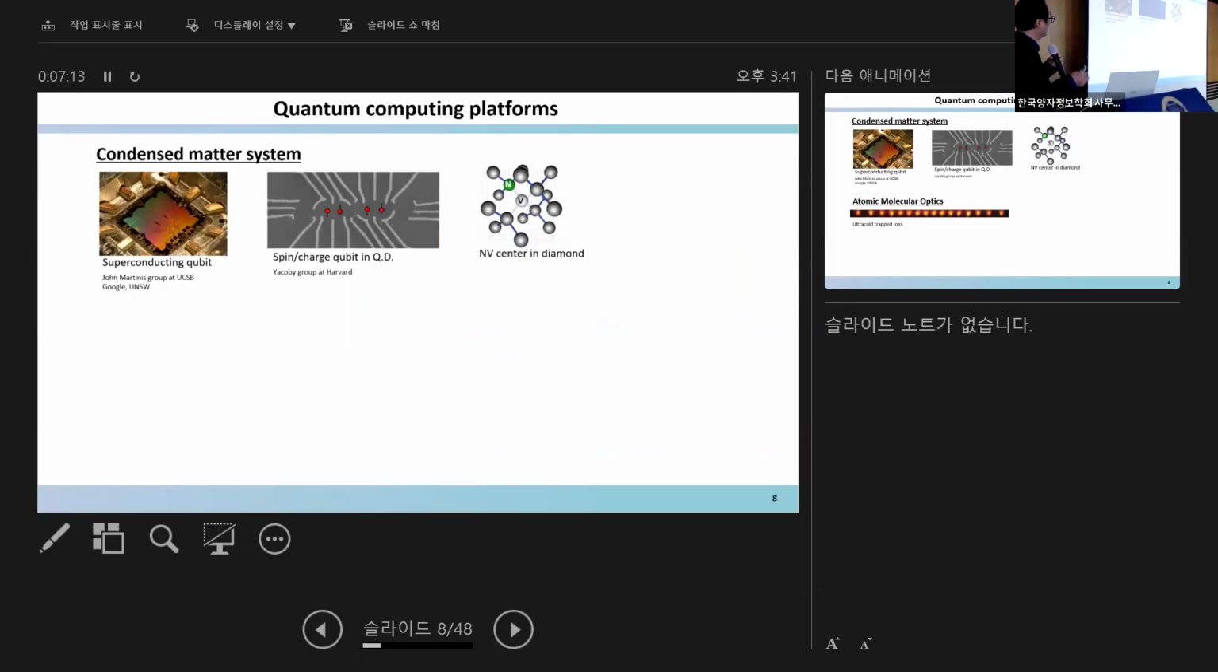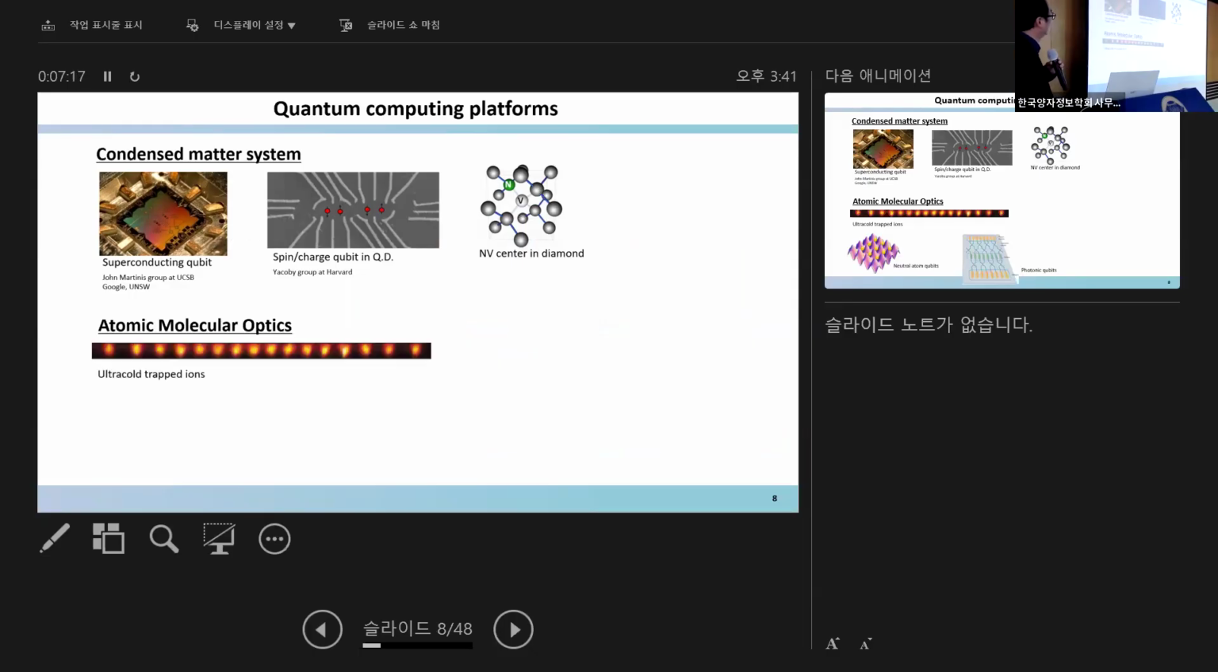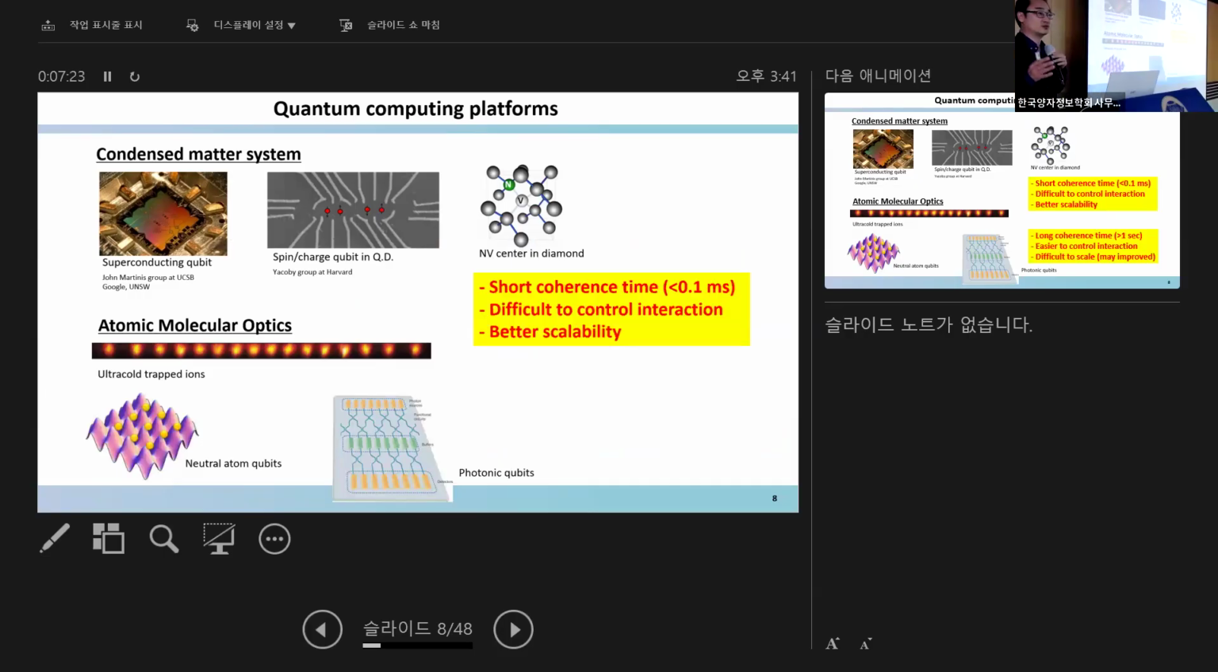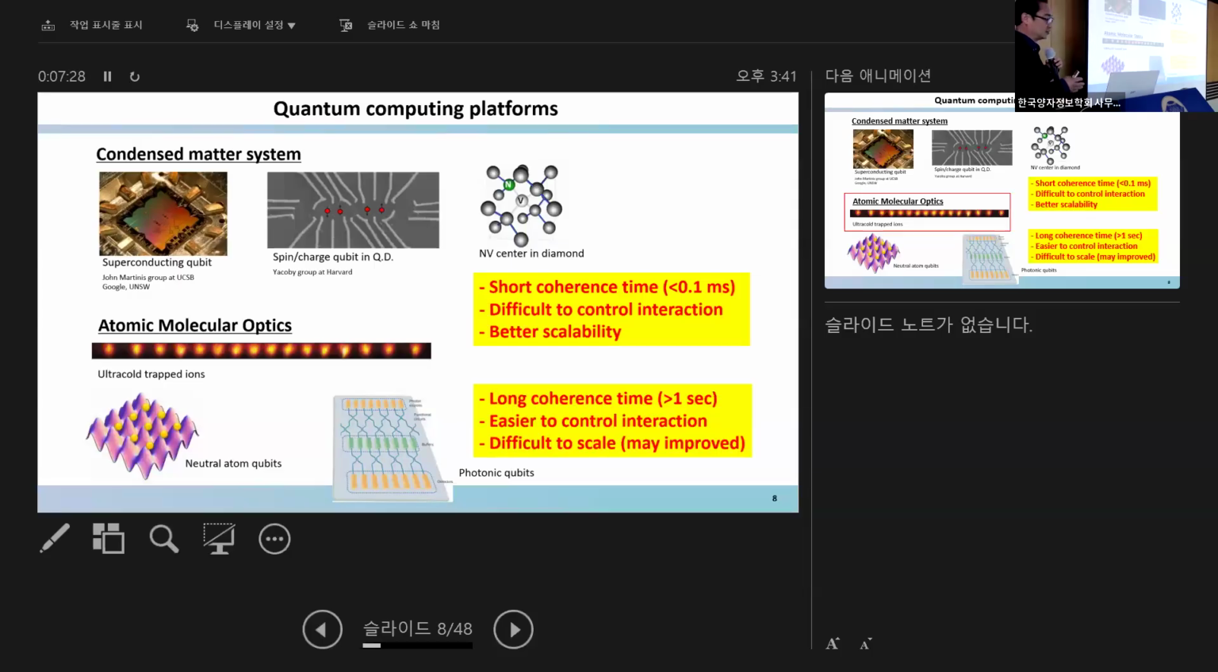All right, so among condensed matter systems, we have the well-known superconducting circuit, quantum dots, and NV centers in diamond. And in atomic, molecular, and optical systems, we have trapped ions, neutral atoms, and photonic systems. And there are very clear pros and cons system-wise. So first off, the condensed matter system: well, we have many atoms nearby, right? So the quantum coherence is rather short.